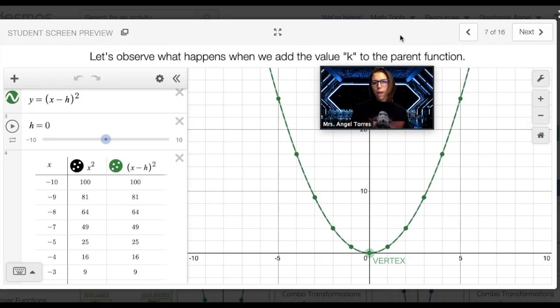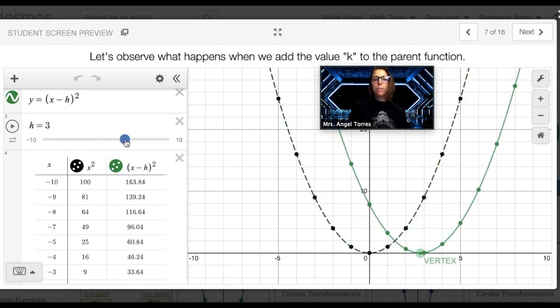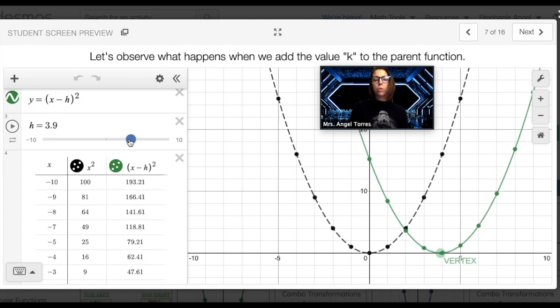So right now we have a parent function, and what we're doing essentially with a horizontal shift is we're going to end up changing the base of this function. So since h is 0, that means it's matching up perfectly with my parent function because there is no change. What happens if I change h to a positive number? It'll start to shift to the right, and you'll really see the shift in that vertex.